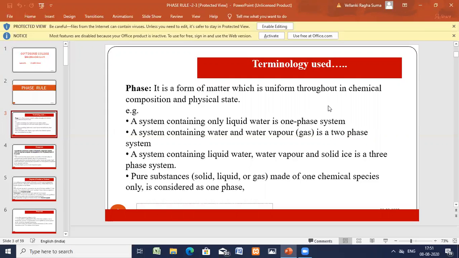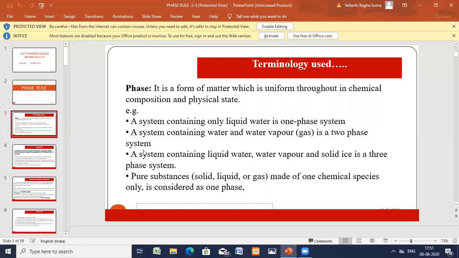You have a system having only liquid, that is water. Only water is there in that system, and that water is in the liquid state. So it is a one phase system. Now you take another system. What is a system? A system is nothing but the one which is under study. Now a system containing water and water vapor. Water vapor is in the gaseous state, and water is in the liquid state. So how many phases can we see? You can see two phases in this system.